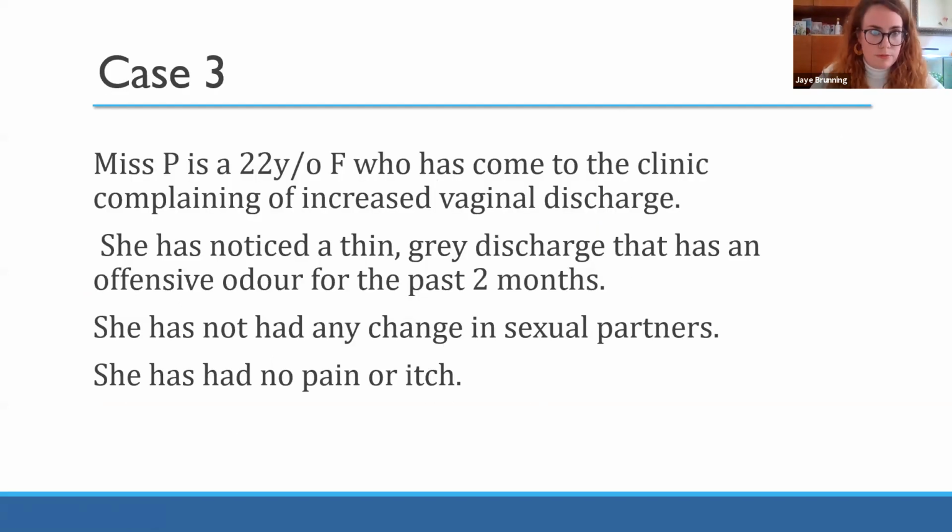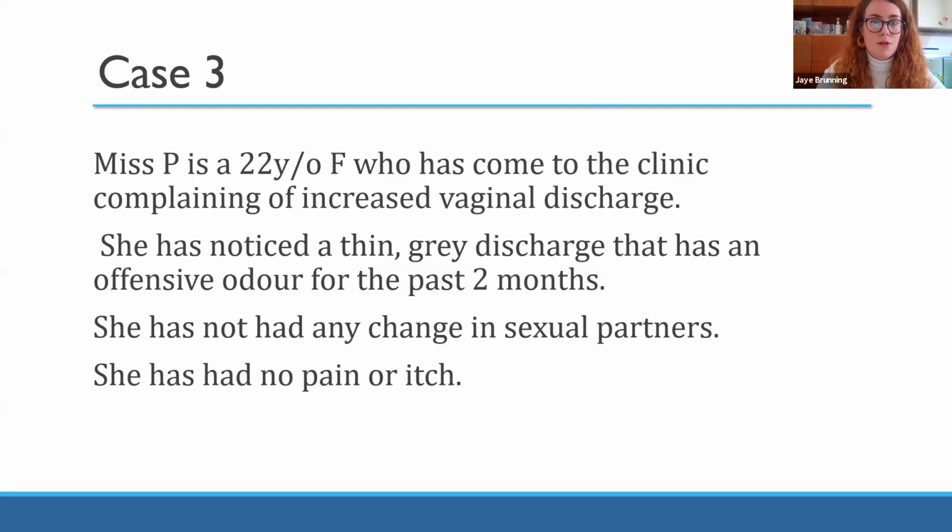So on to case 3 now. Miss P is a 22-year-old female who's come to the clinic complaining of increased vaginal discharge. She has noticed a thin grey discharge that has an offensive odour for the past 2 months. She has not had any change in sexual partners, and she has had no pain or itch.